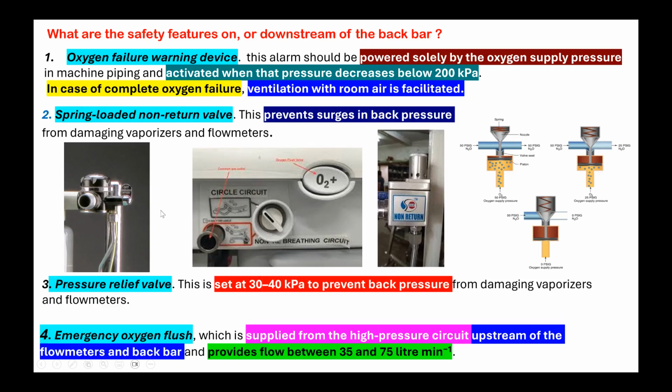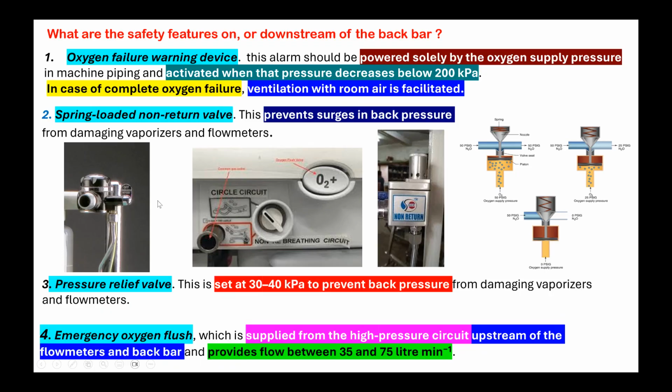Normally, we decide the flow meter. When we open the flow meter, we can give maximum up to 15 liters, isn't it? But when you activate the oxygen flush, how many liters of oxygen can you give? 35 to 70, very good. 35 to 70 liters of oxygen per minute will be flowing, okay?